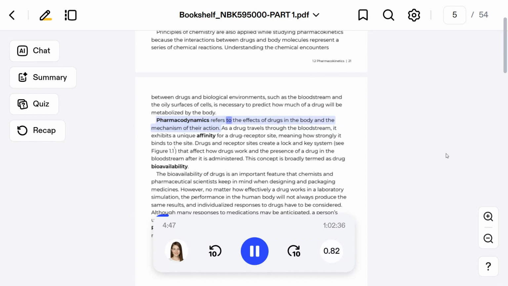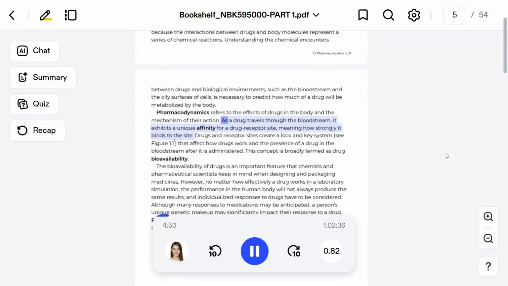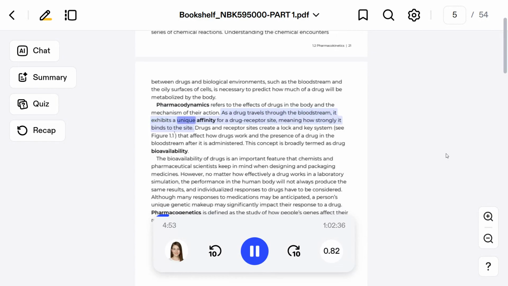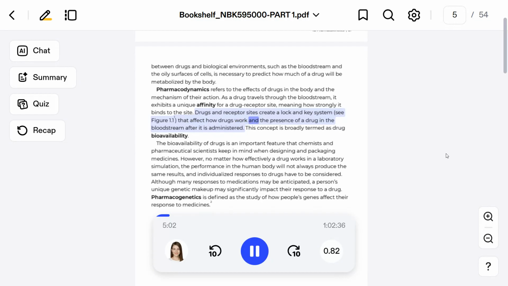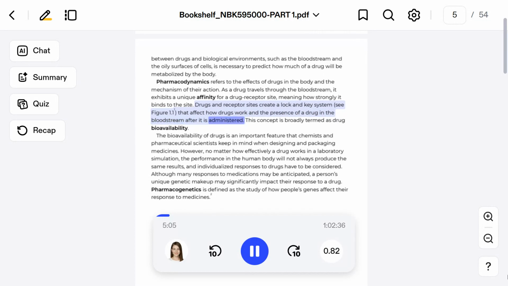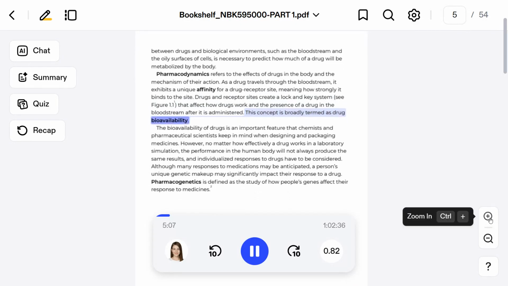Pharmacodynamics refers to the effects of drugs in the body and the mechanism of their action. As a drug travels through the bloodstream, it exhibits a unique affinity for a drug receptor site, meaning how strongly it binds to the site. Drugs and receptor sites create a lock and key system that affect how drugs work and the presence of a drug in the bloodstream after it is administered. This concept is broadly termed as drug bioavailability.